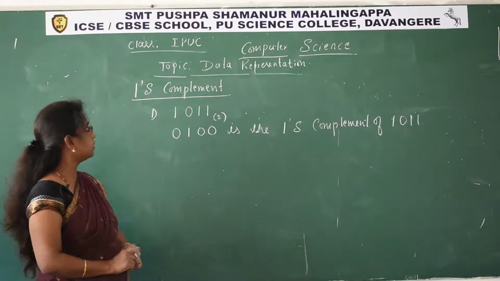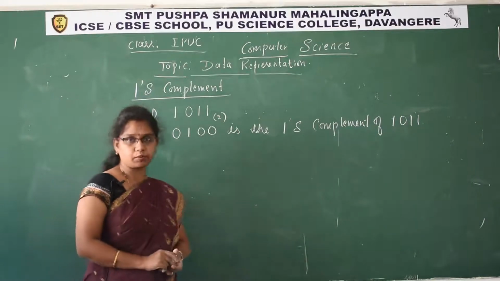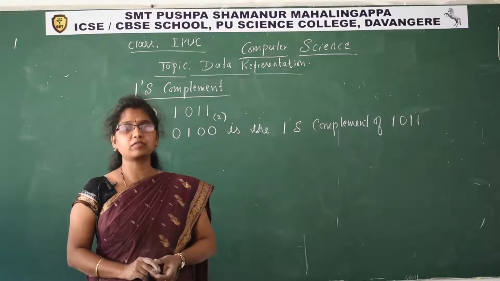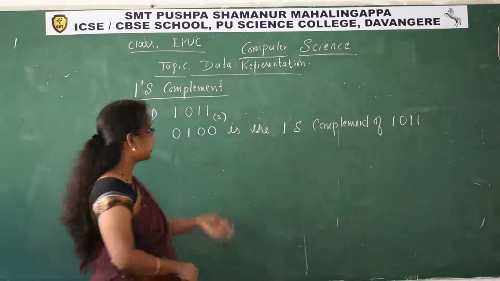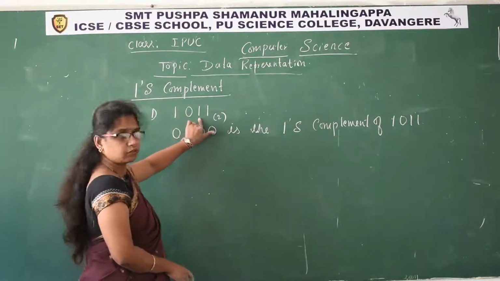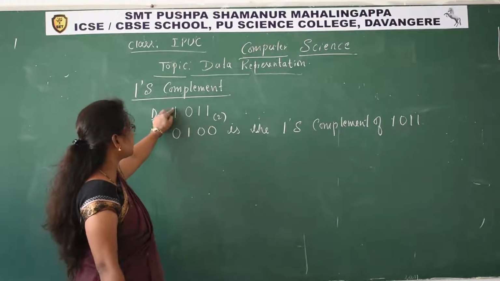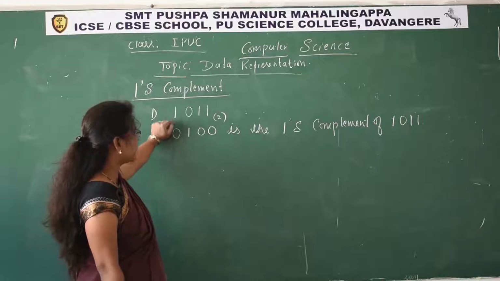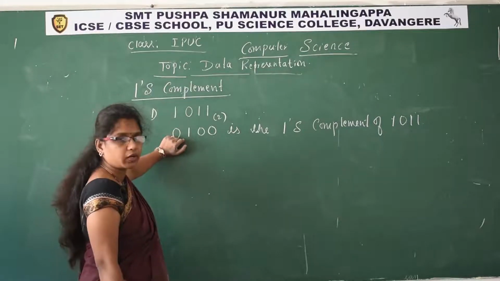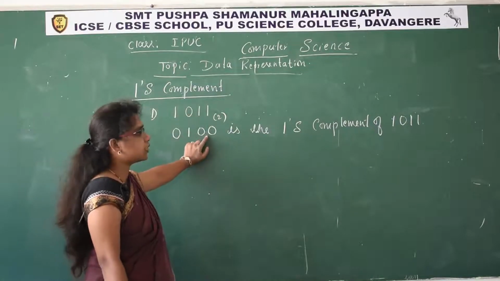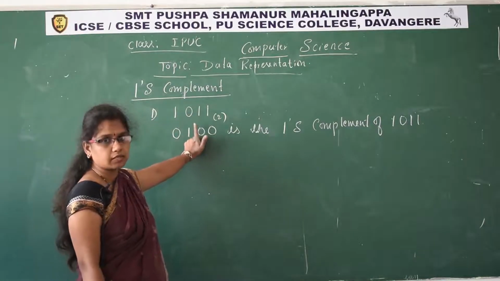Before going to study ones complement subtraction and twos complement subtraction, let us discuss what is meant by ones complement of a given binary number. See here, this is the given binary number 1011. How to get the ones complement? We have to replace all ones by 0 and all zeros by 1. 1011 becomes 0100, which is the ones complement of this number.